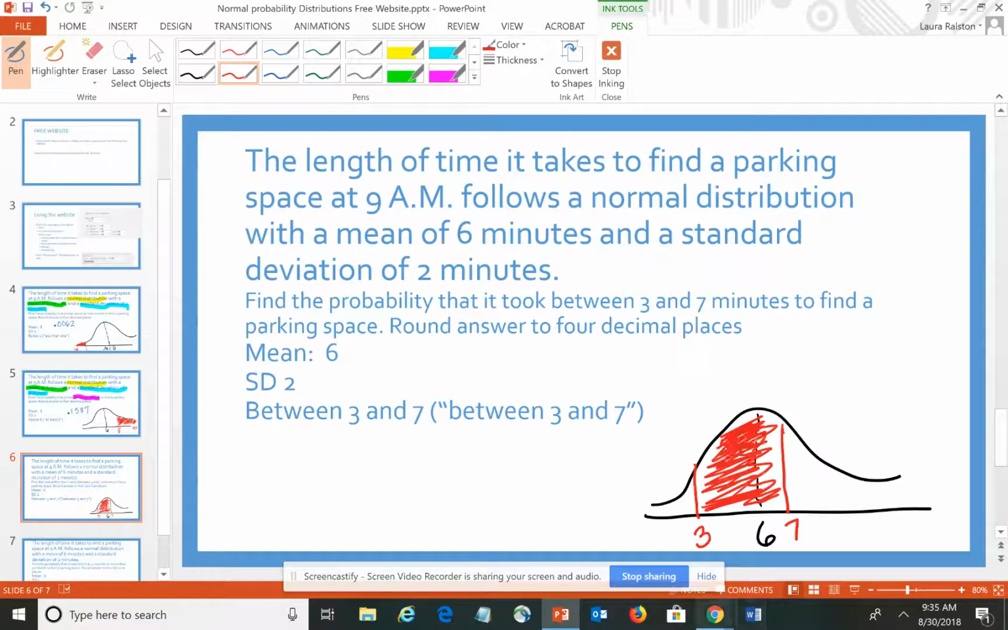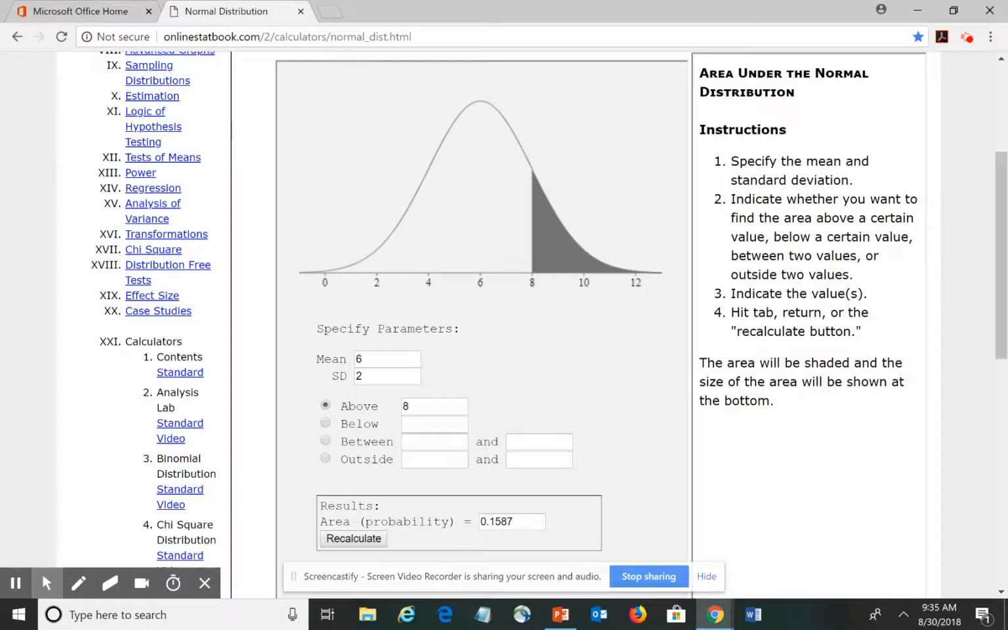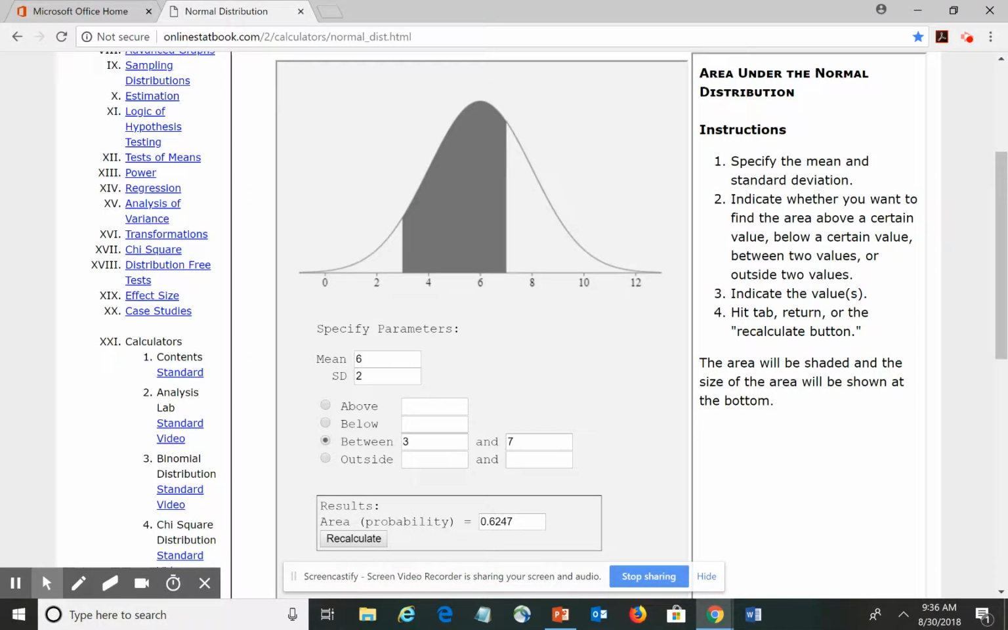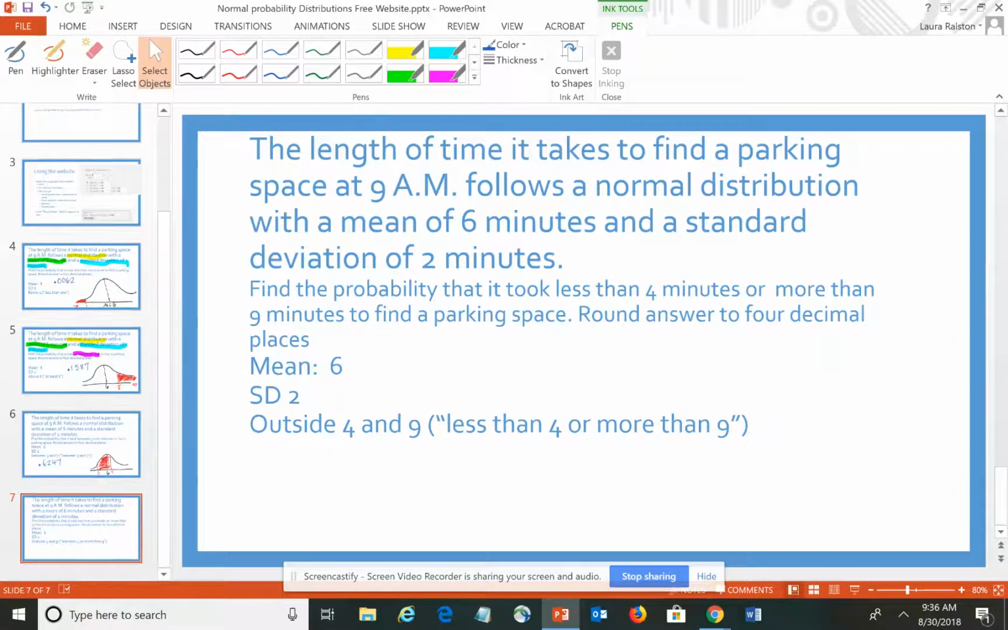Again, I go out to the website. My mean of 6 is already entered. Standard deviation of 2 is already entered. This time I want to do a between, and I'm going to be between 3 and 7, and I'm going to recalculate. And it gives me 0.6247. So the probability that it's going to take me between 3 and 7 minutes is 0.6247. Let me double check, make sure I wrote down that number right. Yes. Okay. And one more.